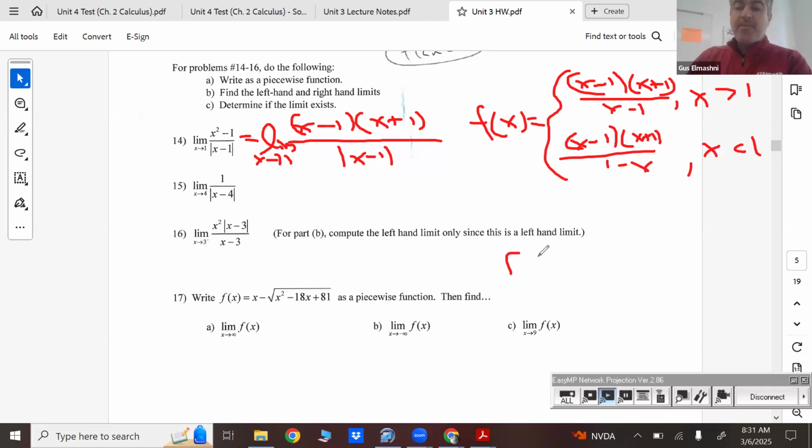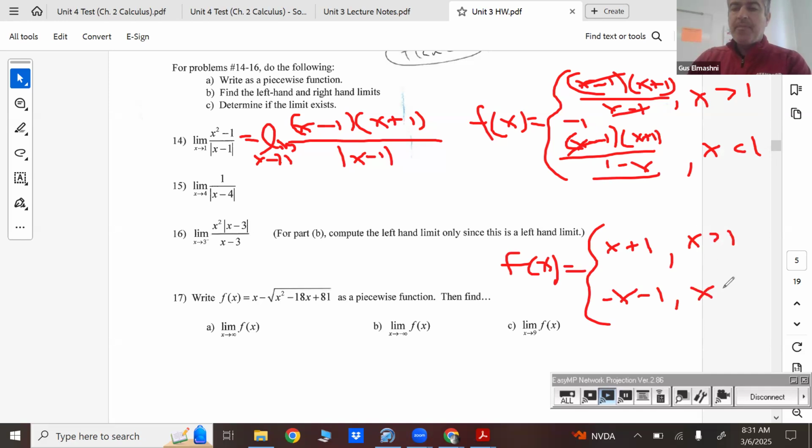Yes, so we're going to do that next. Let's just do one step at a time. So these cancel, so that's just x plus 1. And these cancel, we leave a negative 1, so it becomes negative x minus 1. Okay, so as x approaches 1, first of all, does the limit exist?